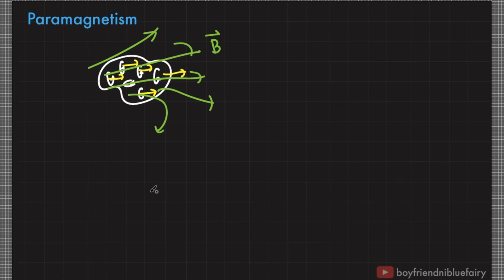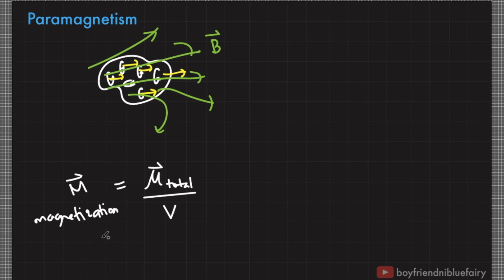At this point, this object now has a measurable overall or total magnetic dipole moment. Now, if we divide this total magnetic dipole moment by the volume of the object, this quantity is called magnetization, represented by capital M. Now, based on experiments, the magnitude of magnetization is directly proportional to the applied external magnetic field.